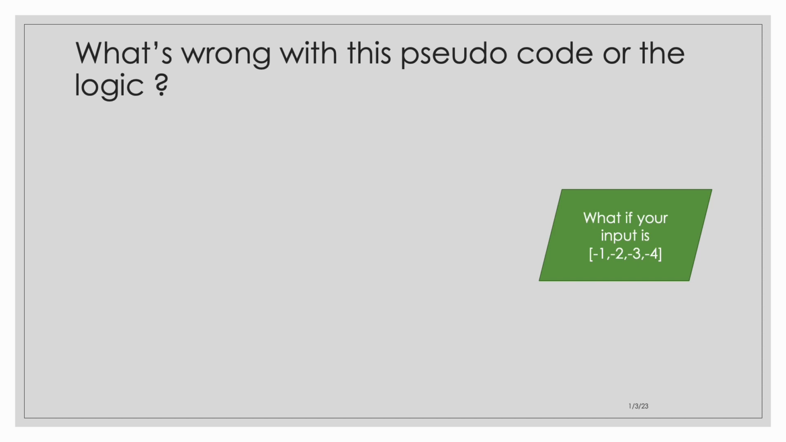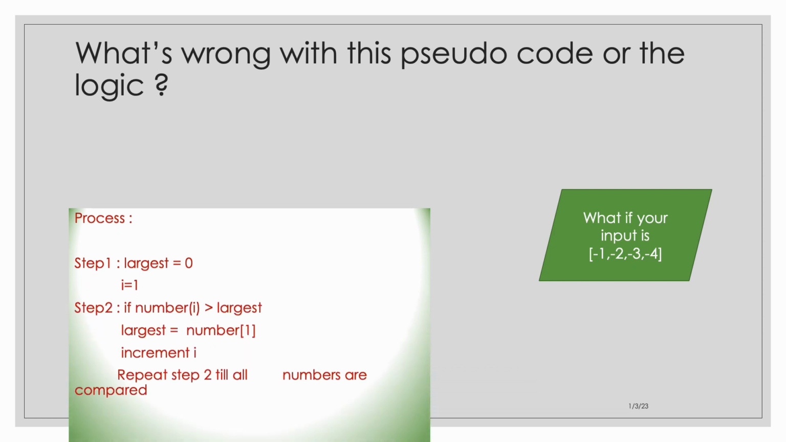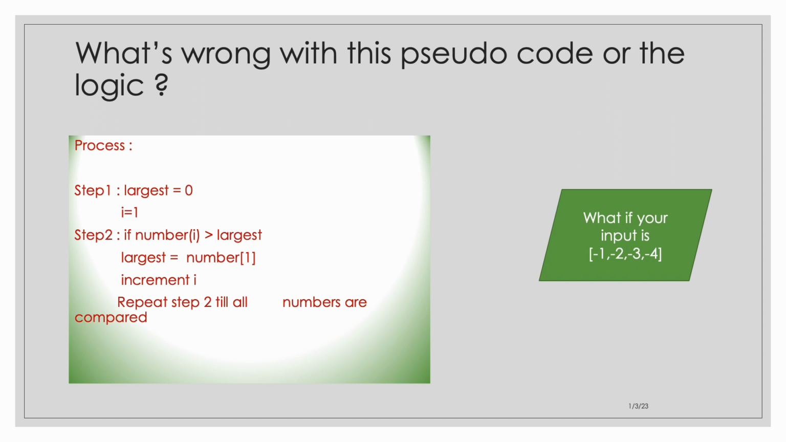To test your code, or to make sure that your pseudocode is correct, you have to check it with different input values. What if the input values are -1, -2, -3 and -4, all negative numbers? Our process was to start with largest as 0 and compare that with each and every input value. Since none of these are larger than 0, your program would give the largest number as 0, which is wrong.